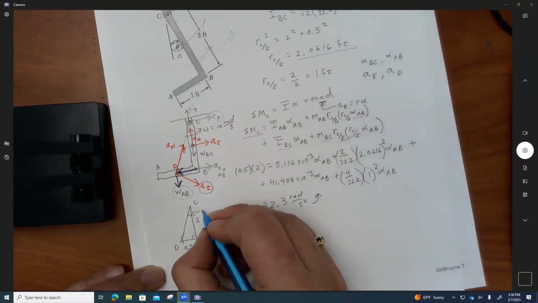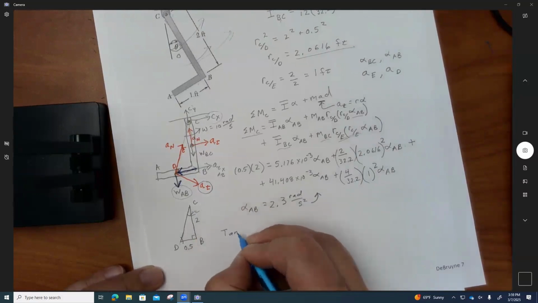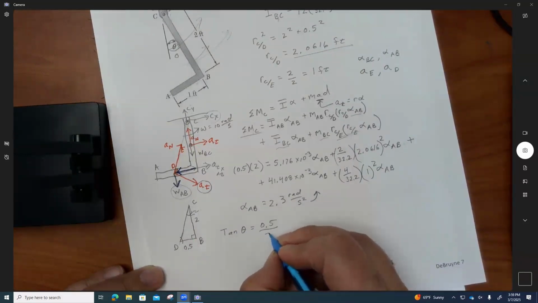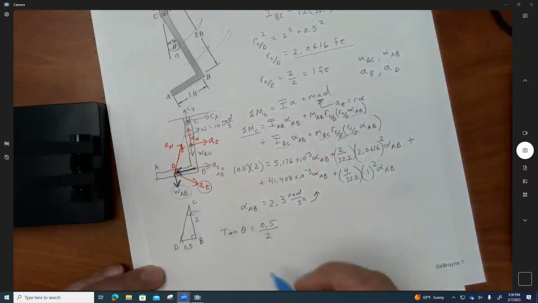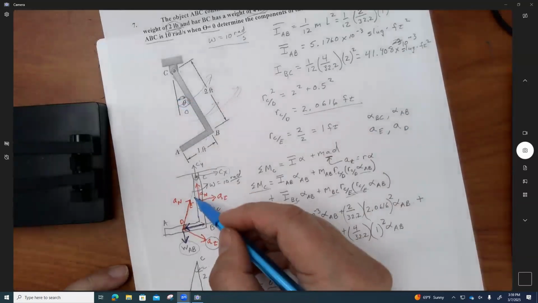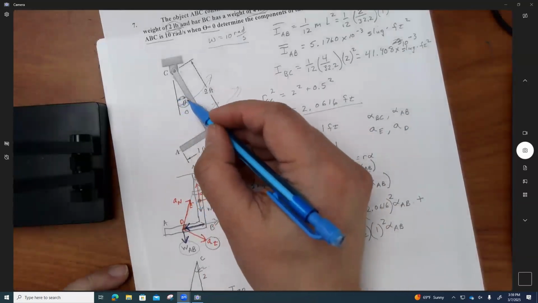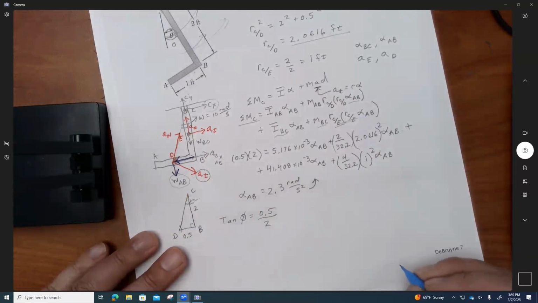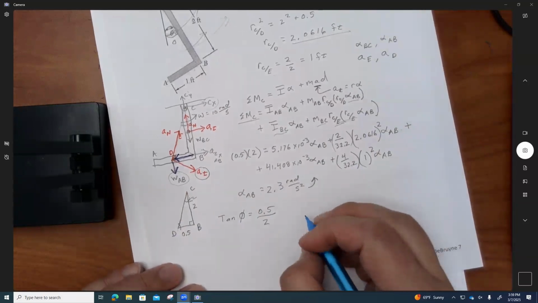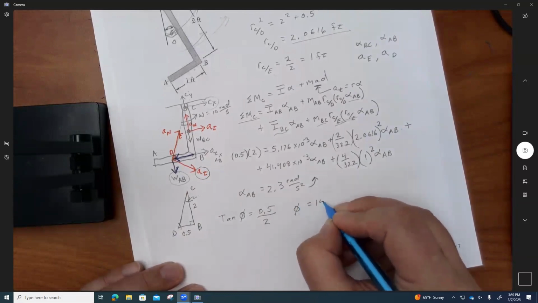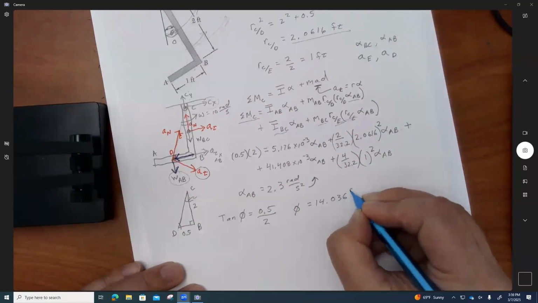This one, I would be able to say the tangent of theta is equal to opposite over adjacent. And I guess theta isn't the best thing to call this because we don't want to have two thetas. This theta is not this theta. So let's call this phi. All right, and if we work that out, we'll find that phi is equal to 14.036 degrees.